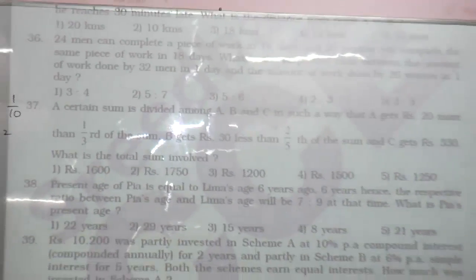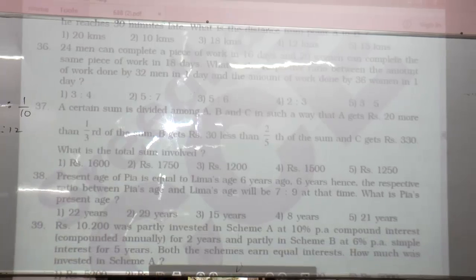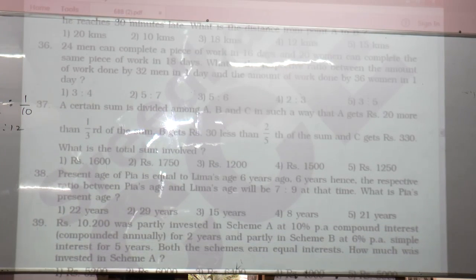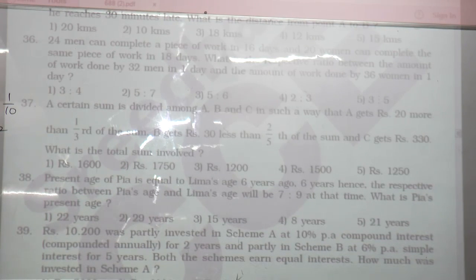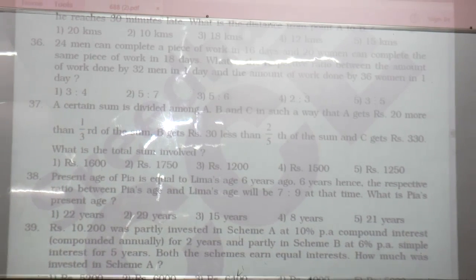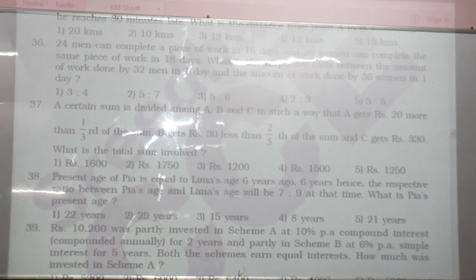Next, 37. A certain sum is divided among A, B, C in such a way that A gets 20 rupees more than 1/3 of the sum, B gets 30 less than 2/5 of the sum, C gets 330. What is the total sum involved? Right. So here fractions are involved first of all. How many fractions are there? When we have two fractions, what should we go for? LCM of denominators. How much is that? 15x. So our total sum is 15x.